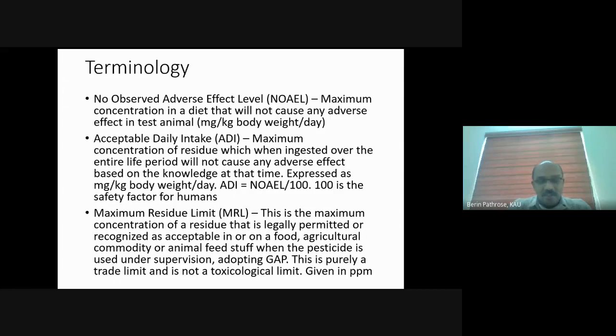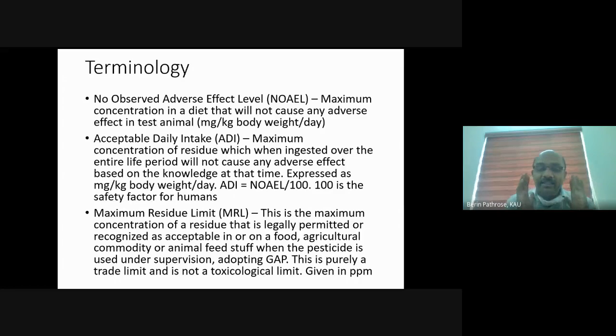Then we won't say that among the 20 centers, 19 centers reported that there is no residue. Only one center reported 0.01 ppm. We can't take other values. We will take only the highest value. We will take 0.01 ppm of Himachal Pradesh. So that is the maximum residue limit.